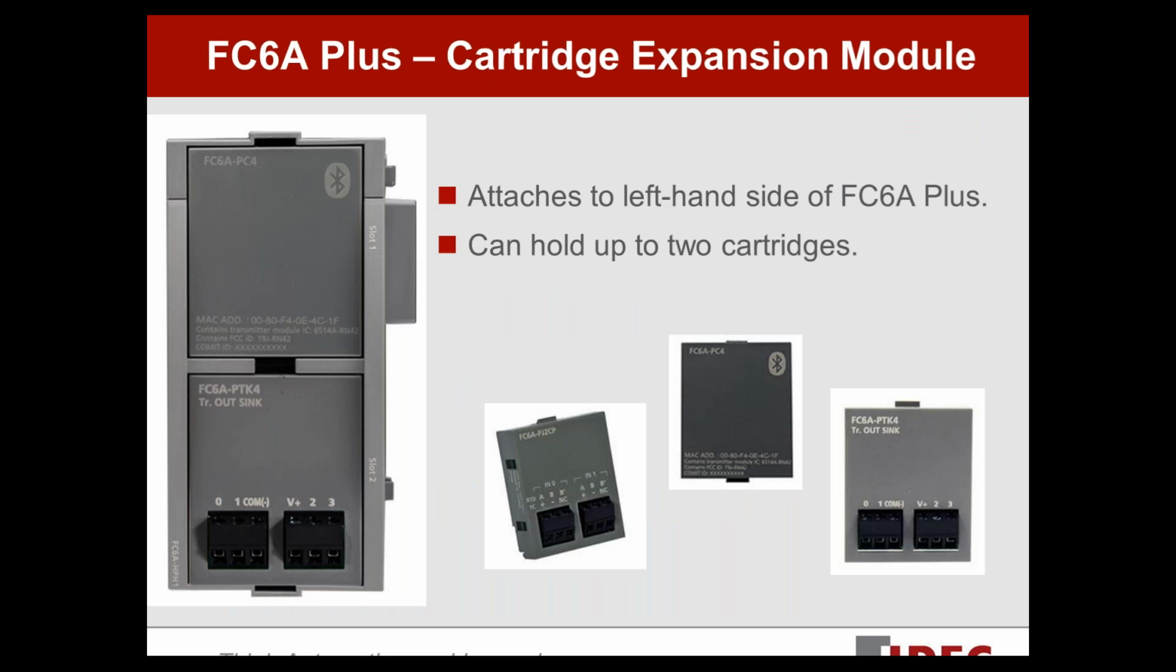So this is the cartridge expansion module. Again, this is going to plug into the left side of the FC6A Plus. You can connect up to 2 cartridges, and you can see there you've got 2 slots. The top slot is slot 1. The bottom slot is slot 2. And again, you can use communication cartridges like serial cartridges, or we're showing an example there, the Bluetooth cartridge plugged in on the top. You can also use digital IO cartridges or analog IO cartridges. There are no restrictions on what cartridge can go in what slot. You can put any cartridge in any slot you want.